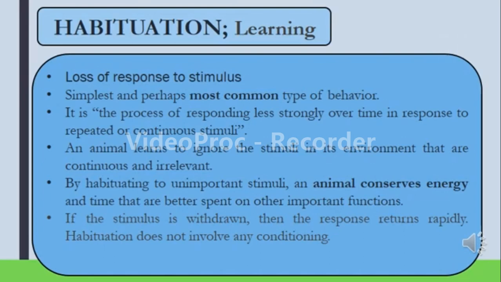Habituation is a simple form of learning, the process of responding less strongly to a continuous, repeated stimulus. Whenever a stimulus takes place, the organism responds. But whenever the same stimulus is repeated, the organism doesn't respond. The organism only responds when something happens; if this happening is repeated, then the organism doesn't respond.